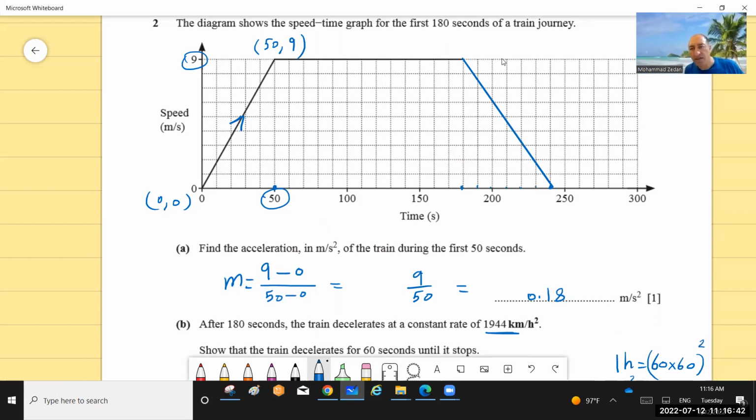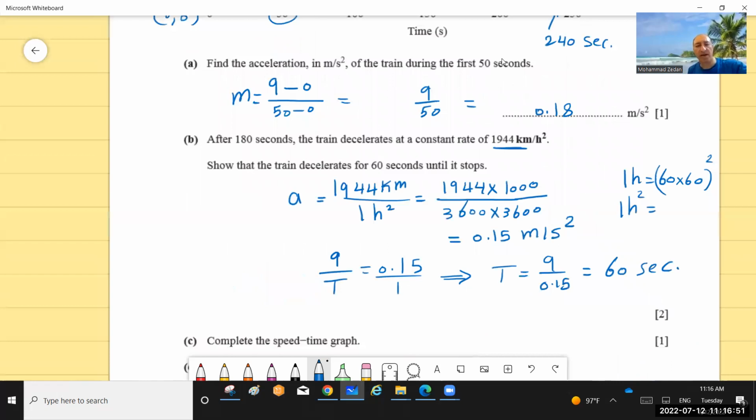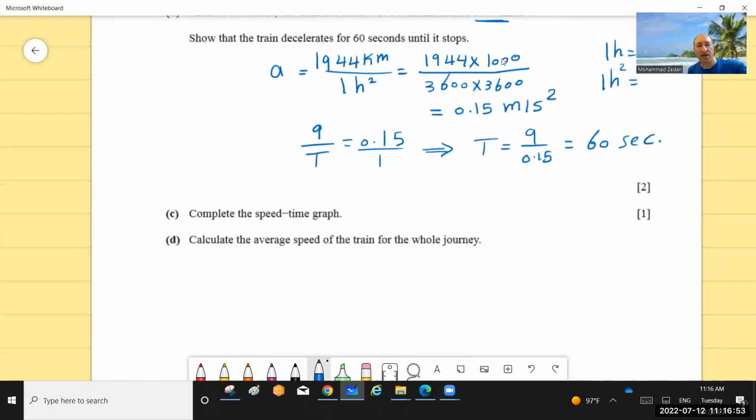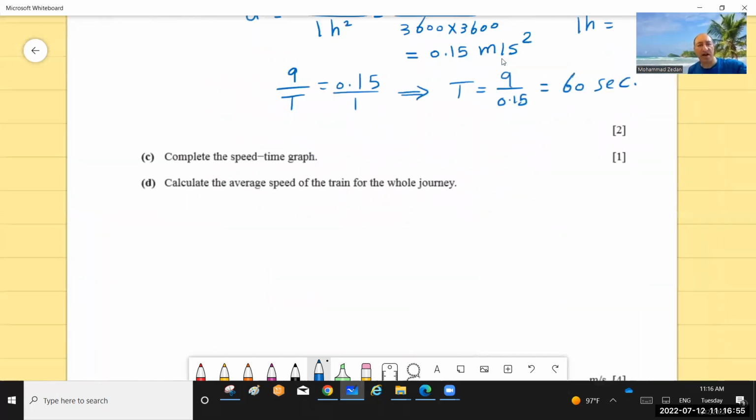This is 240. This point represents 240 seconds from the beginning of the trip here. Okay, complete the speed time graph we completed already. Calculate the average speed of the train for the whole journey. The average speed is the total distance over total time. Total distance over total time taken.